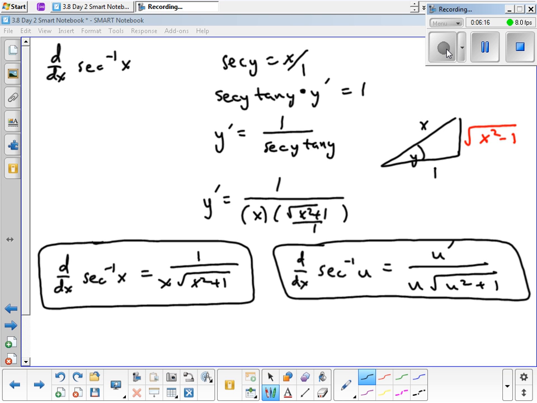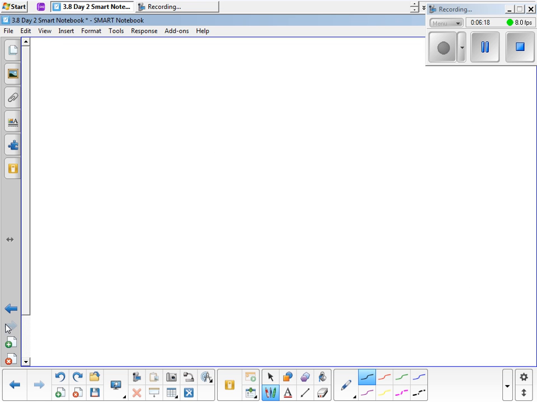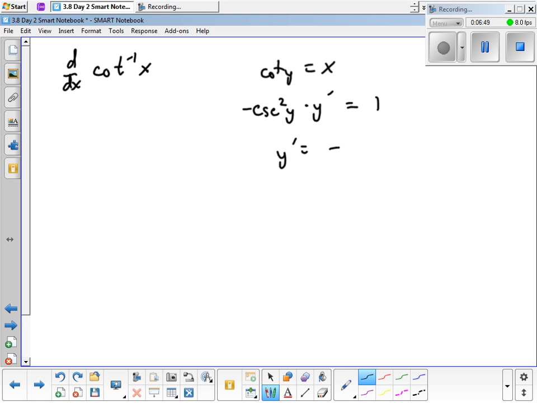Okay, and then one last one, and that's the inverse of cotangent. So we want the derivative of inverse cotangent of x. We'll write this as cotangent of y equals x. We take the derivative. The derivative of cotangent is negative CSC squared. Actually a little bit simpler, isn't it? Inside is 1. So you end up with y prime equals negative 1 over CSC squared y.